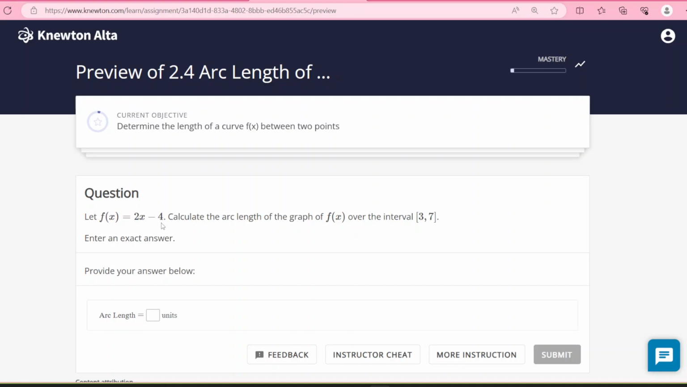Y is equal to 2x minus 4. This is a line. Remember, linear functions are very easy to work with. If I have a piece of a line, I should be able to find how long the piece is without setting up an integral. I'll still set up the integral, but show you also what I would do without setting up the integral. So let's do the interval 3 to 7 here.